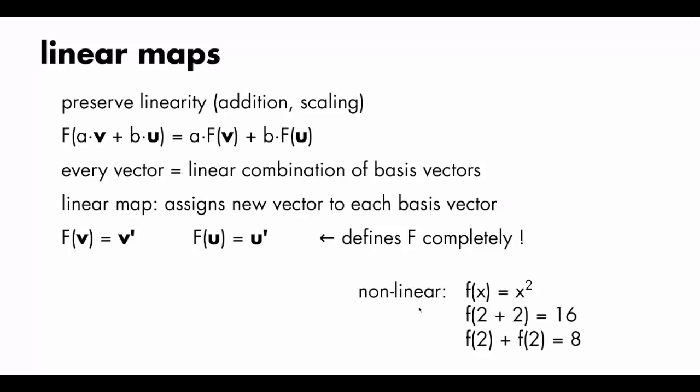And just as an example, here's something that is not linear. Let's say f maps x to x squared. If I have f of 2 plus 2, that's f of 4, obviously. 4 squared is 16. But if I have f of 2, that is 2 squared, which is 4, and 4 plus 4 is 8, so it's not the same thing. So that is not linear.